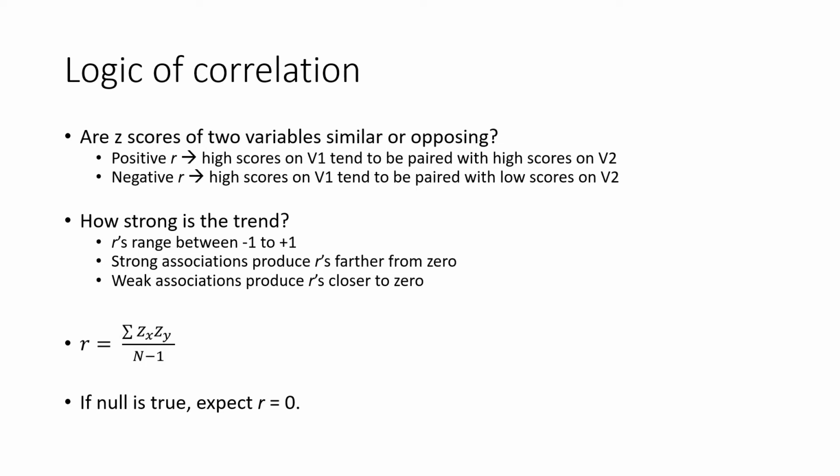You're also going to look at how strong the trend is that you've noticed. And again, the correlation coefficient is going to range from -1 to +1, and the strength is indicated by the distance of the correlation coefficient from 0. So a +1 and a -1 are equally strong because they're equally far from 0. Of course, weak correlations are going to be close to 0. If the null hypothesis is true and the two variables are not associated at all, you would expect an r value close to 0, of course.